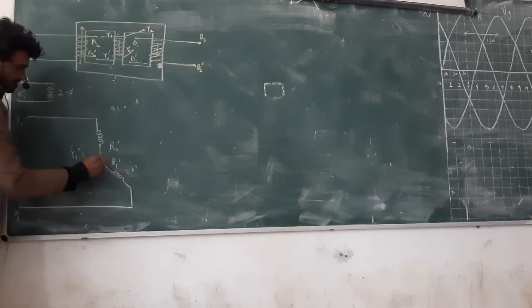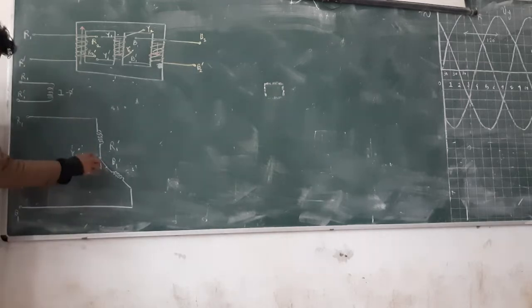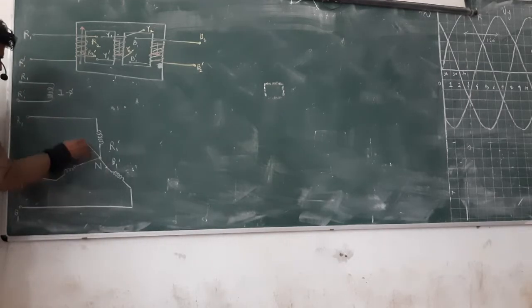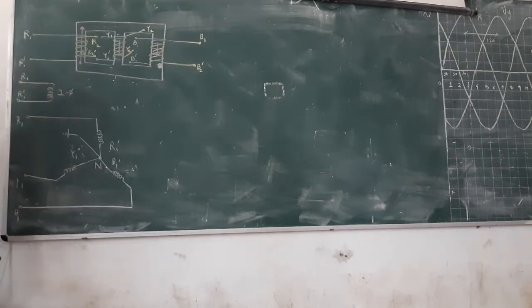These 3 points are called the common point, and that is what we call neutral. A neutral terminal comes out in this way, or sometimes it is represented by ground. So this is the idea: R, Y, B. This is the first winding, this is the second, this is the third. For a transformer, same diagram. For a motor, same diagram.